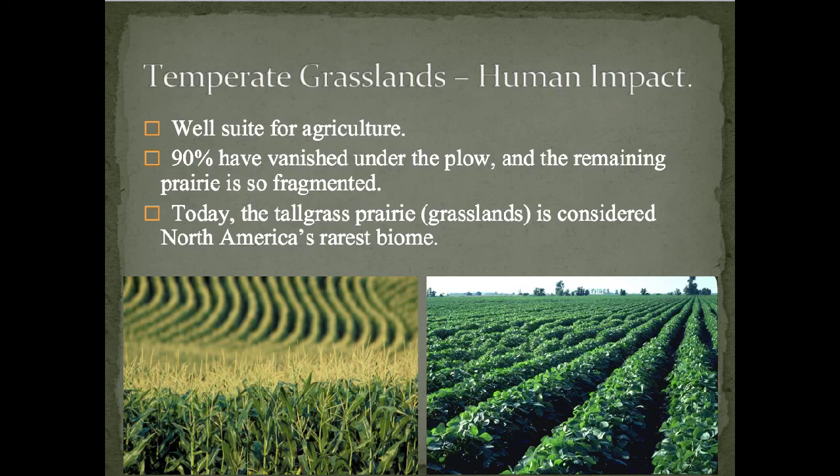Some human impacts with the temperate grasslands. Since the soil is so rich, it is a great place to do agriculture. 90% of grasslands have vanished under the plow, and remaining prairies are very fragmented, so you have this separation of land areas where these different species of animals cannot move from one to another. Today, the tall grass prairie grassland is considered North America's rarest biome. All right, because this place is such a good area to do agriculture.